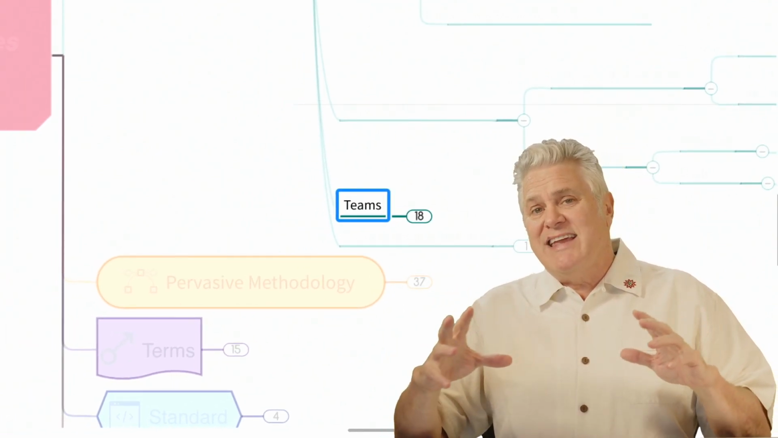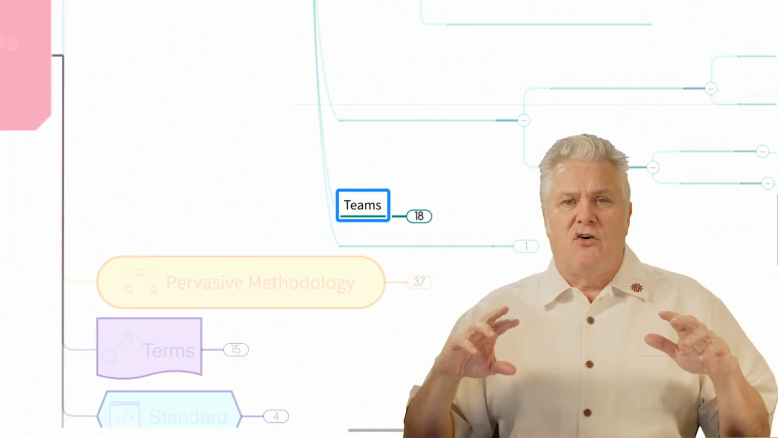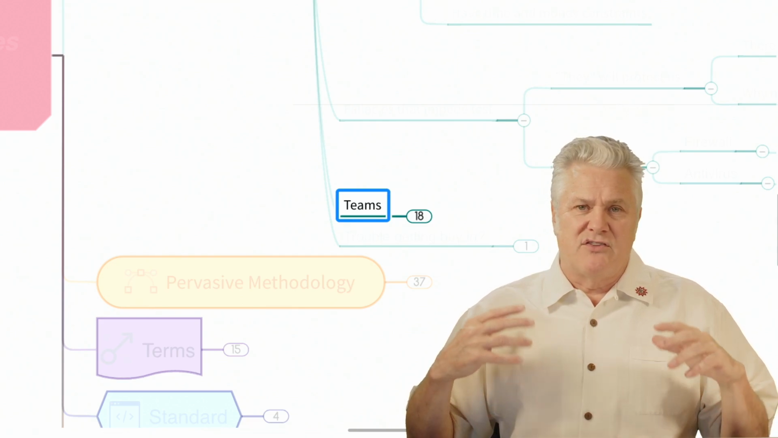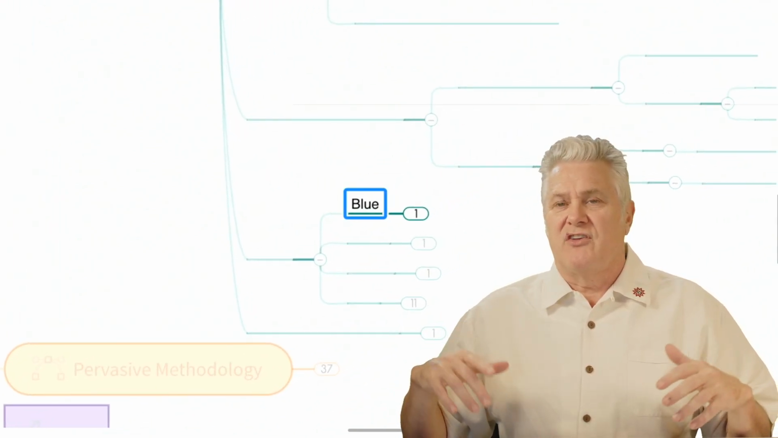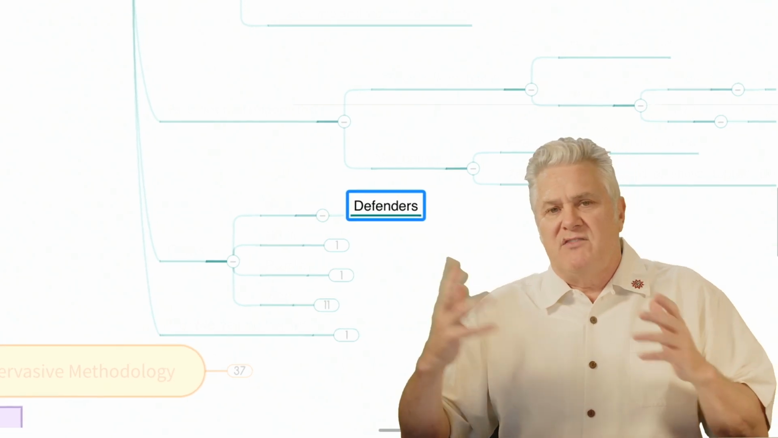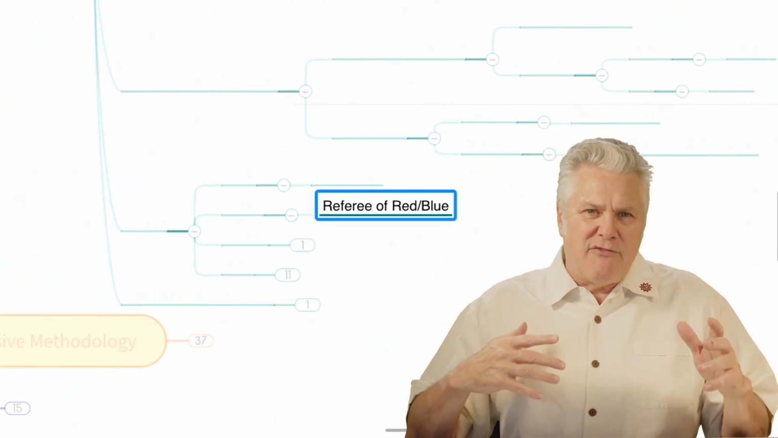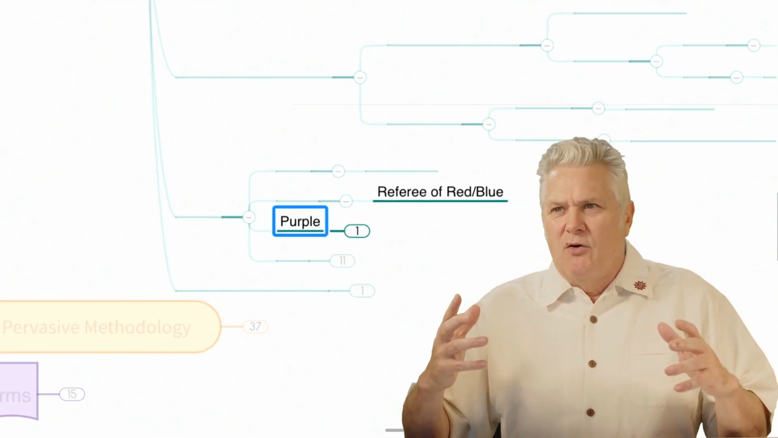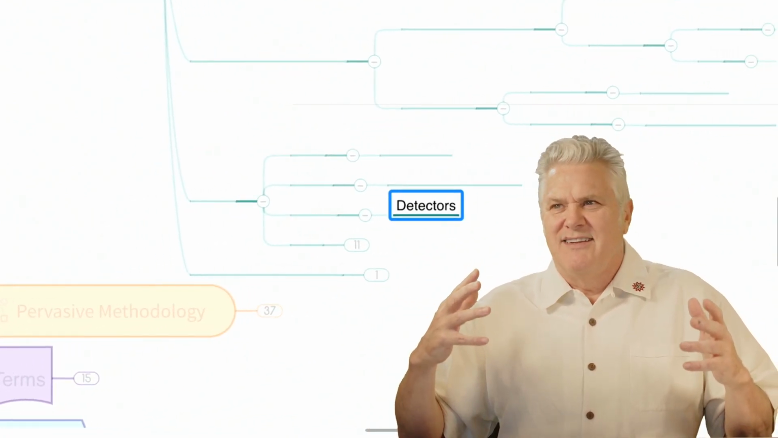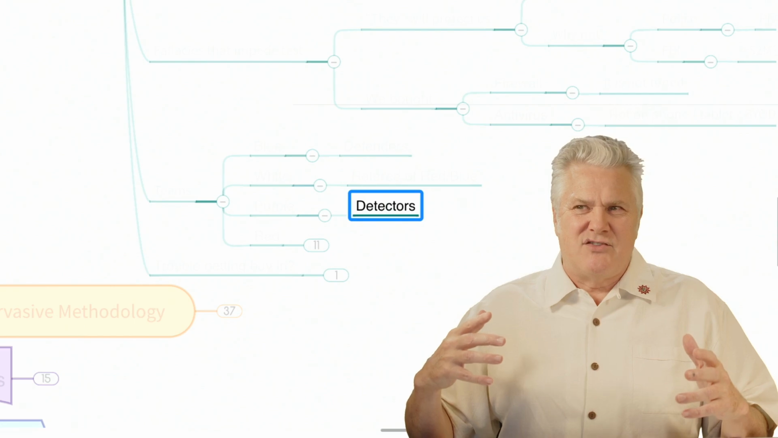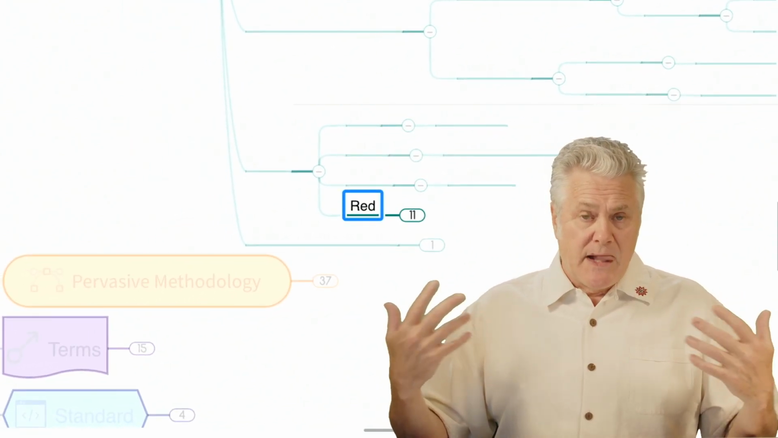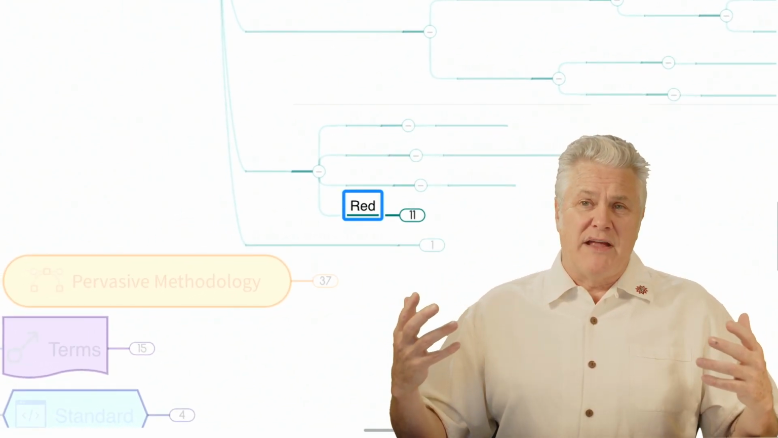The other thing that we have to get into very early on is starting to talk about the teams that you may encounter, because they're going to use this teaming concept. They're going to say, oh, I'm on the blue team. That means that they're defenders. Or I'm on the white team. That means that they're the referee between the red and the blue team. Or I'm on the purple team. Well, those are the people who do detection methodologies. We, penetration testers, are on the red team.